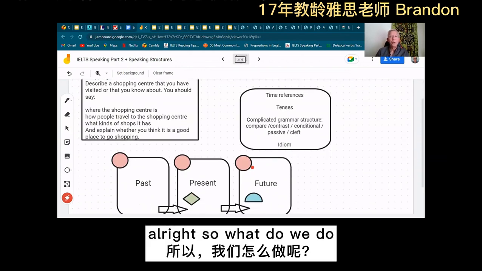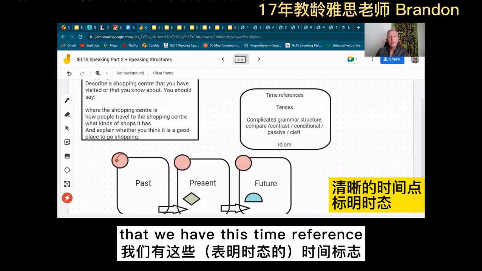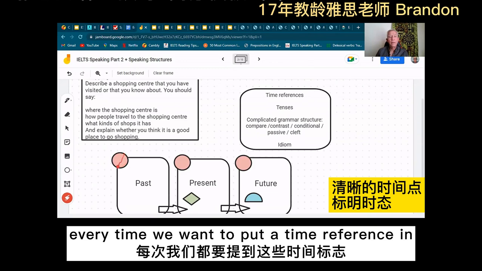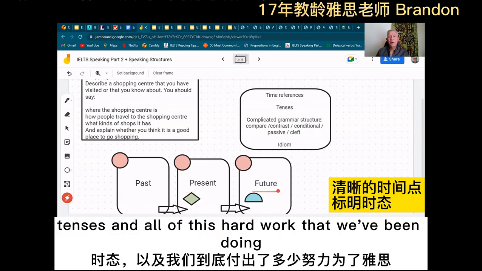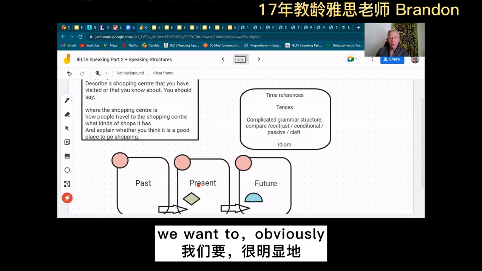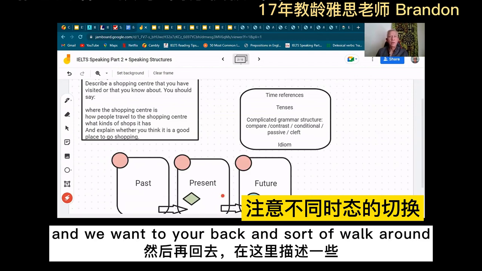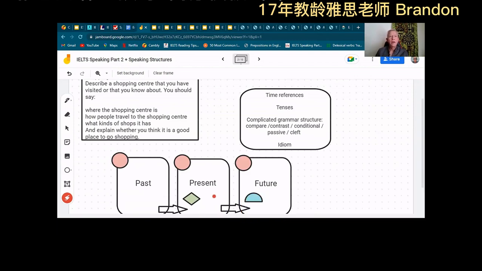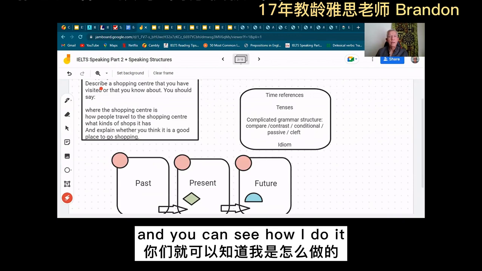All right, so now, doing our planning, we want to make sure that we have this time reference. Every time we want to put a time reference in. We then want to show all of these tenses and all of this hard work that we've been doing studying for our IELTS. We want to obviously jump and transition between our speaking, and we want to look back and sort of walk around in our tenses. All right, so let me answer that question for you, and you can see how I do it.